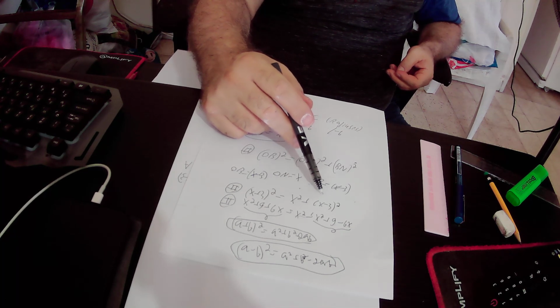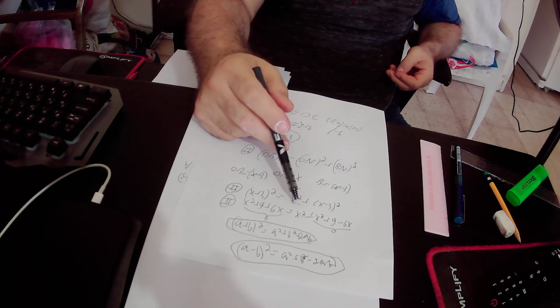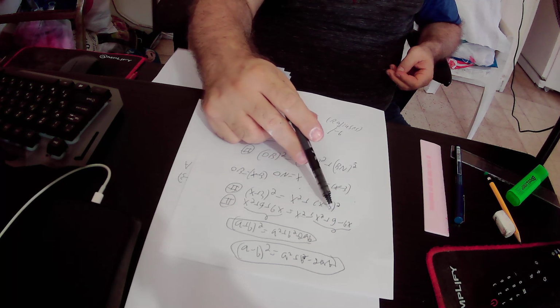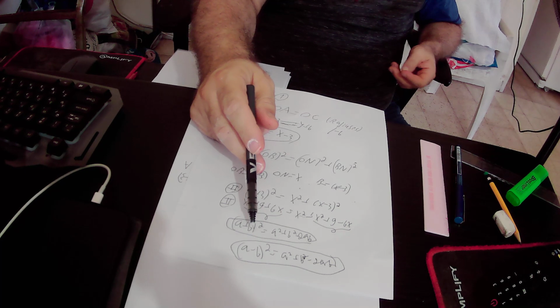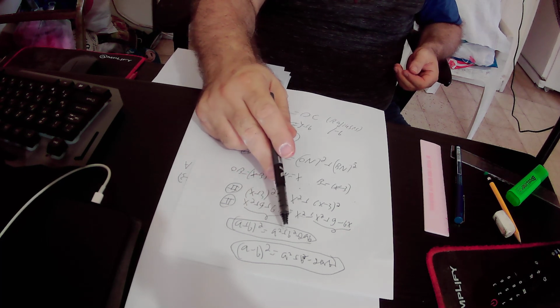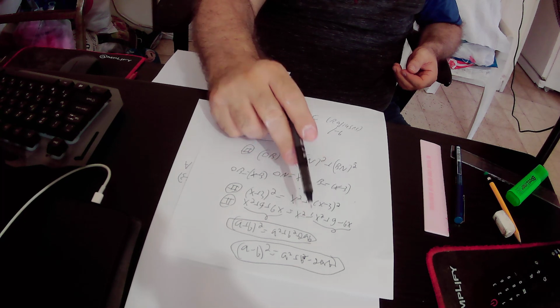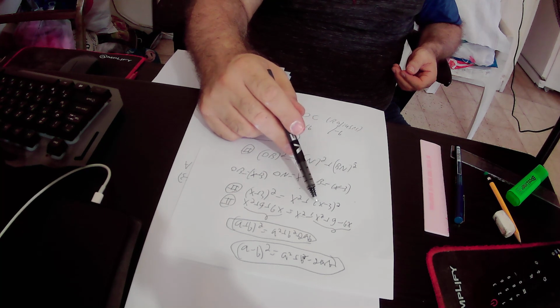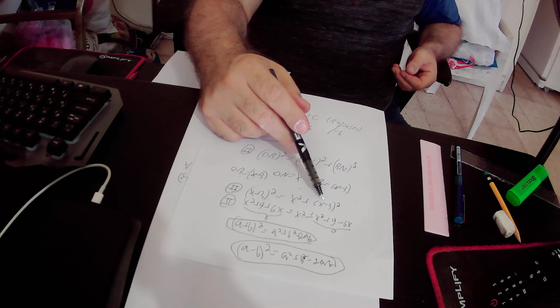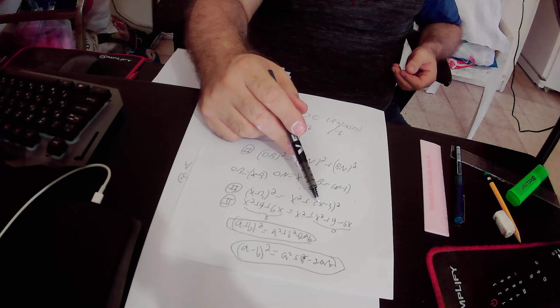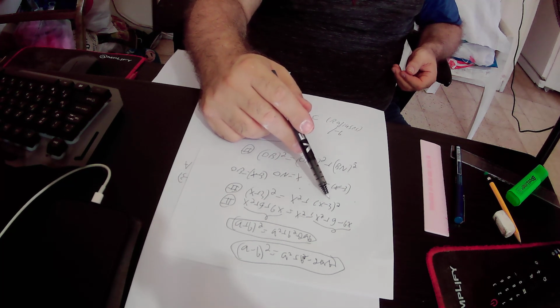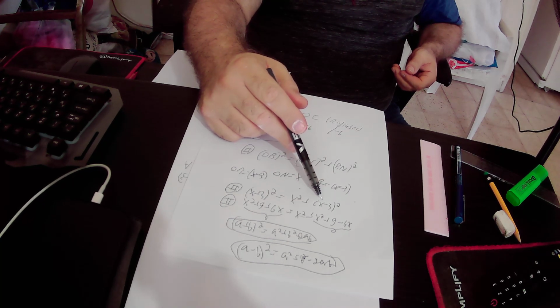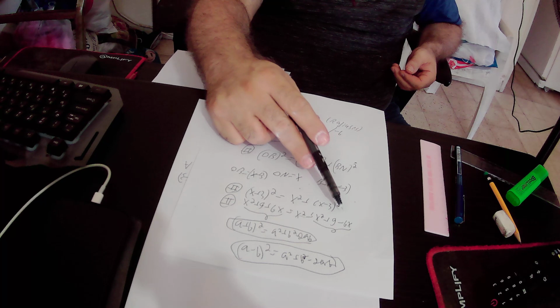x minus 3 squared equals x squared plus 9 minus 6x, according to the formula that a minus b squared equals a squared plus b squared minus 2 times ab. So x is a and 3 is b, so x minus 3 squared is a squared, that is x squared, plus b squared, that is 3 squared, that is 9, minus 2 times ab, which is minus 2 times 3x, that is minus 6x.